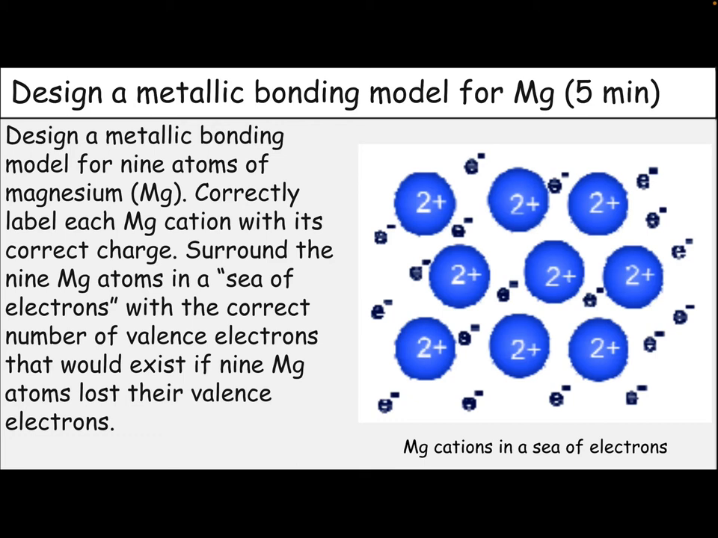So what I'd like for you to do right now is to go ahead and pause the video and then take your time, take 5 minutes, or because you're doing this at home, take as much time as you need to design this model. Remember, it's very important to understand the charges of these magnesium atoms once they lose their valence electrons. And it's very important for you to understand how many valence electrons would be floating around in this sea if 9 magnesium atoms lost their valence electrons. So please, pause this video and then get to work.